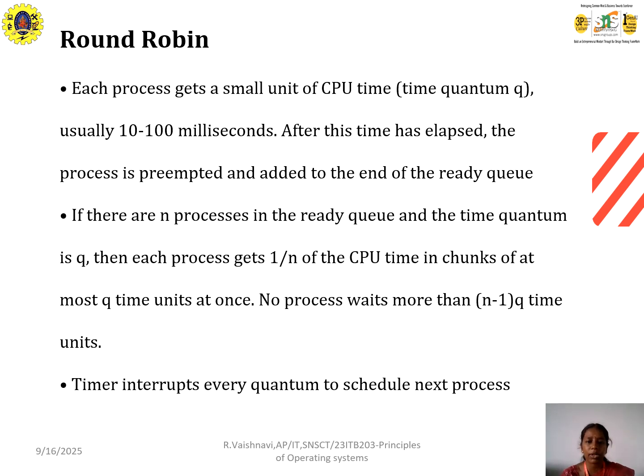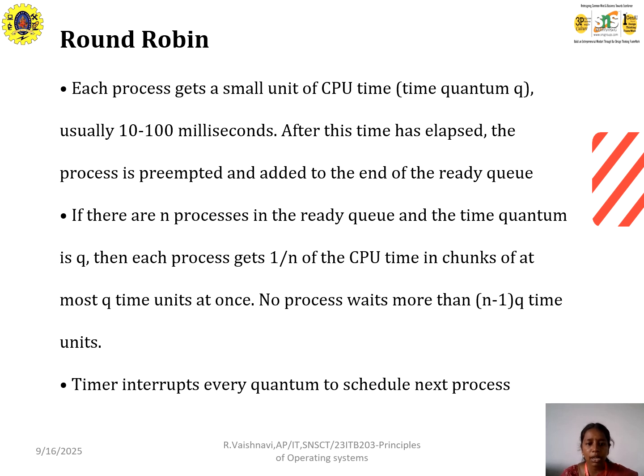And the next scheduling algorithm will be round robin. In round robin, each process gets a small unit of CPU time. Here we call it the time quantum. We define it with the letter Q. It is usually 10 to 100 milliseconds. After the time has elapsed, the process is preempted and added to the end of the ready queue.